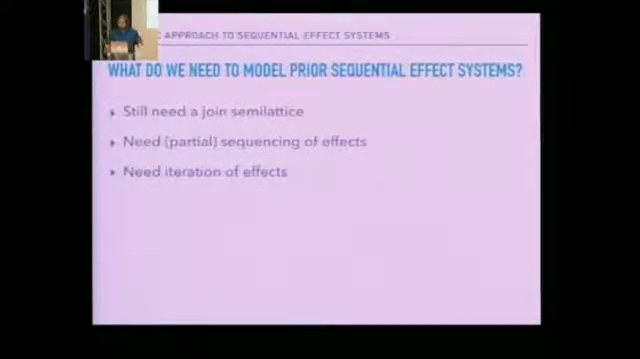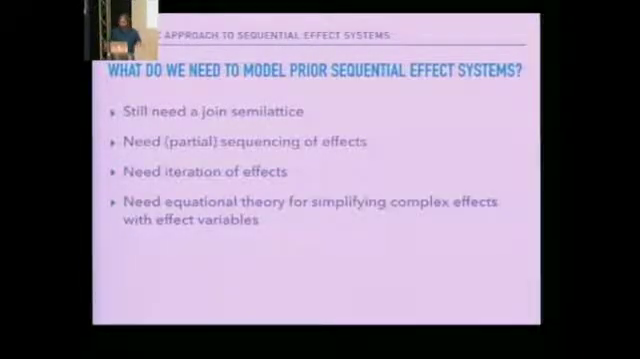We'll need some way of iterating effects to handle imperative loops. And we'll need some nice equational theory for these things for simplifying complex effects. So if everything's concrete, you can, of course, just plug in the values for these operators and simplify. But if you have a polymorphic effect system with effect variables, we would like some algebraic identities we can use to simplify complex effects.